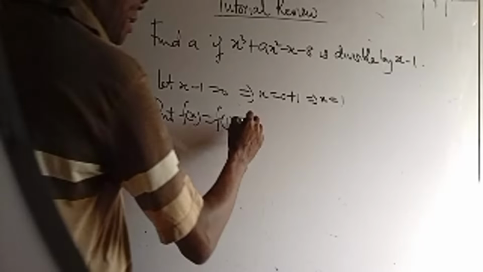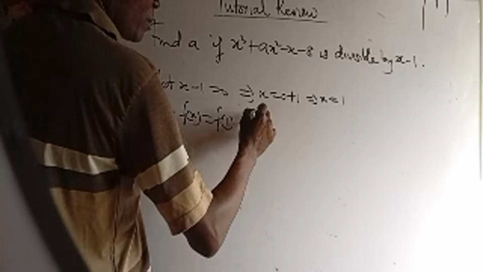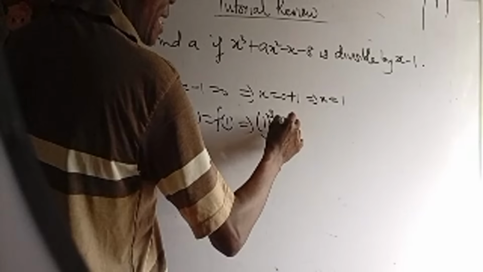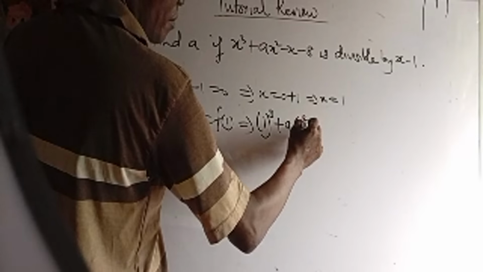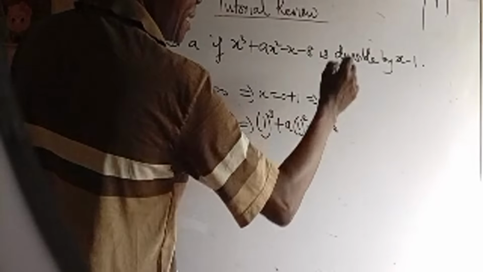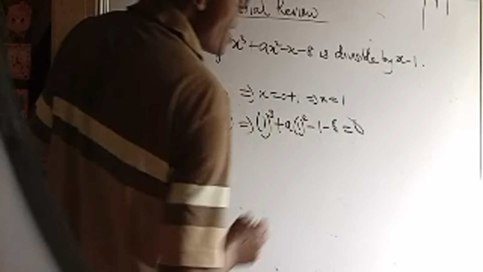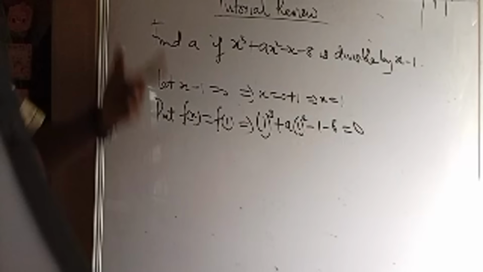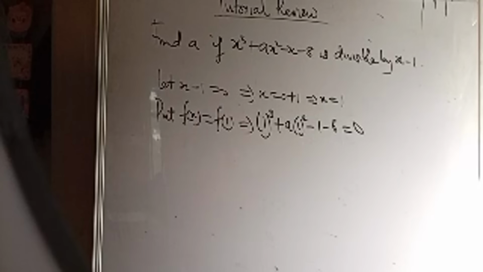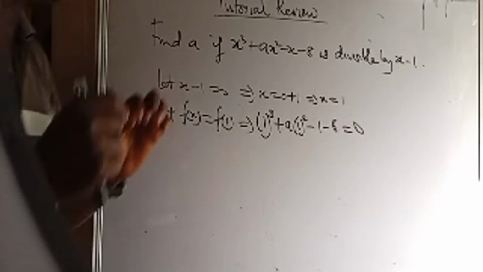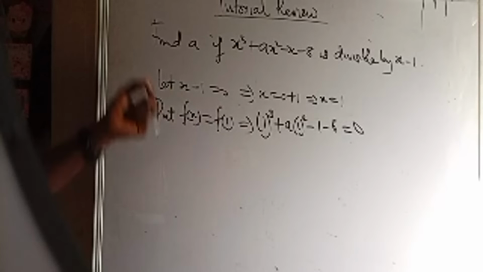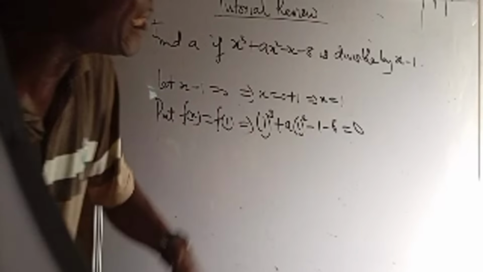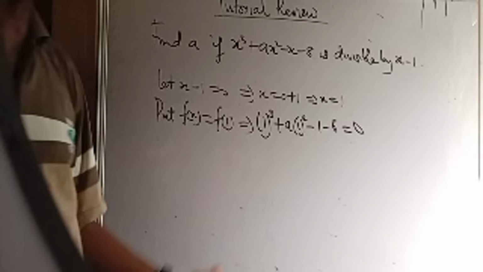Now that implies 1 cube, good, plus a into 1 squared, good, minus 1 minus 8. It must be equal to 0, because we have been told that it is divisible, which means it does not have a remainder. You remember the very first question we started with today? I told you that an expression is a factor if whenever you put the value of that constant in the polynomial, the result will be 0.